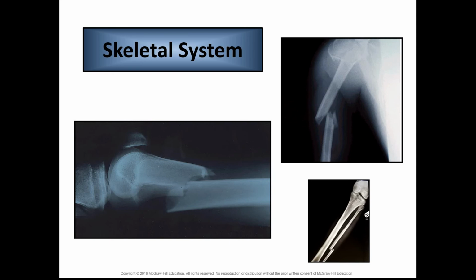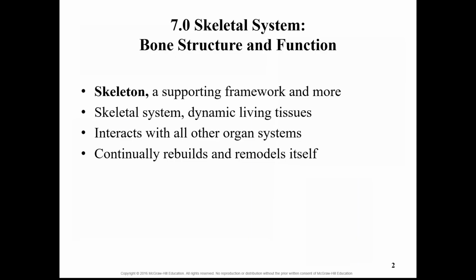Students, let's talk about the skeletal system. So the skeleton is a supporting framework, and as far as anatomy goes, the skeletal system is fairly straightforward. It's a little bit difficult because all of the bones and all the bumps on the bones have their own little names, but there's no conceptual difficulty in this.